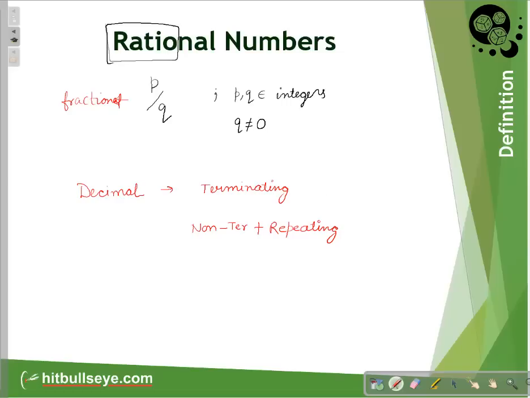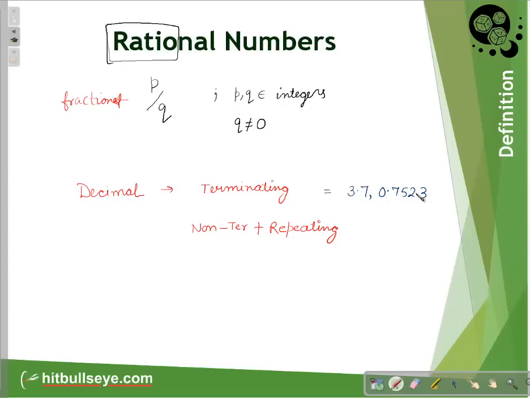Now we can take examples. If we talk about terminating decimals, for example, if I take 3.7, or we can take 0.7523. These are terminating decimals. These are ending decimals. These are known as rational numbers.